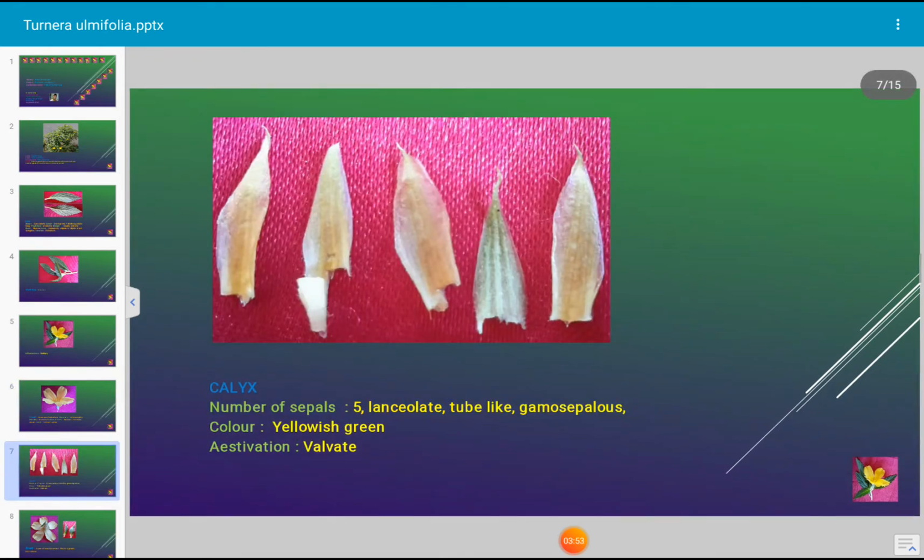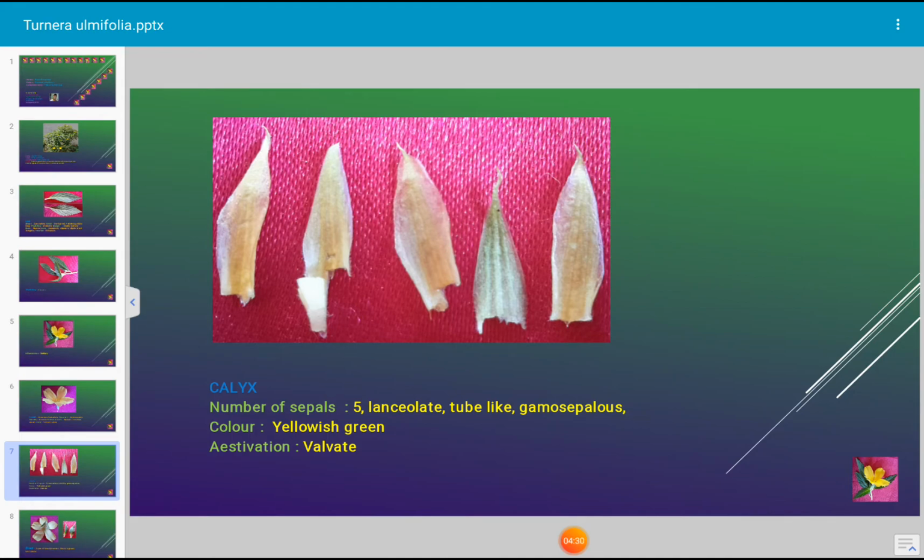Next. This is the calyx of Turnera ulmifolia. The calyx is the first whorl of the flower. There are 5 lobes of calyx. Each calyx lobe is known as sepal and the sepals are lanceolate in shape. In the flower at the basal region they are joined and they form a tube-like structure. Hence the sepals are gamosepalous. Gamo means united. Sepals are united. In the photograph they have been separated by hand. Actually they are united sepals.